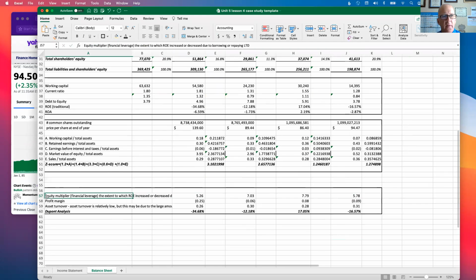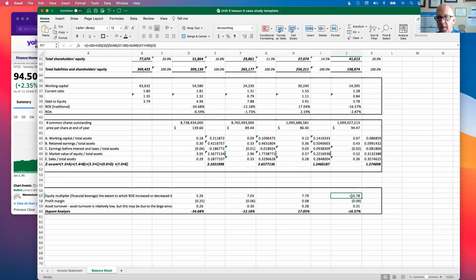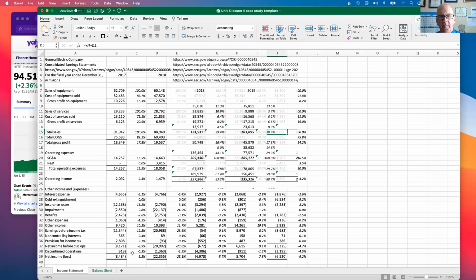And then I wrote myself a little note here that said, this was the extent to which return on equity changed that was due to long-term debt, basically. So 5.78 is the factor. The profit margin, I took right from the income statement. So this is 0.09, negative 0.09.